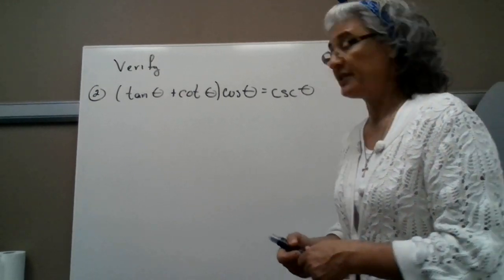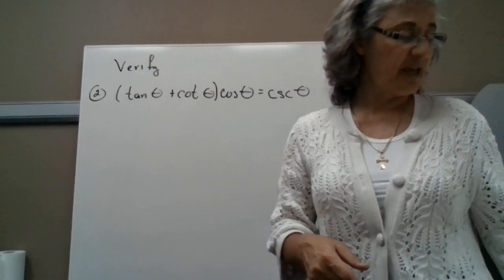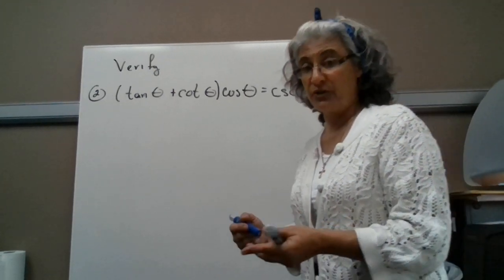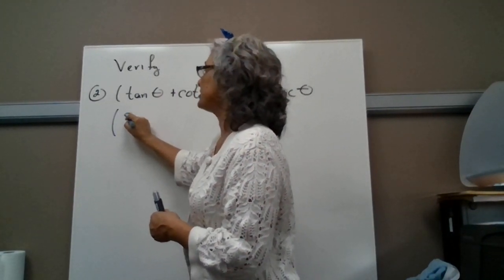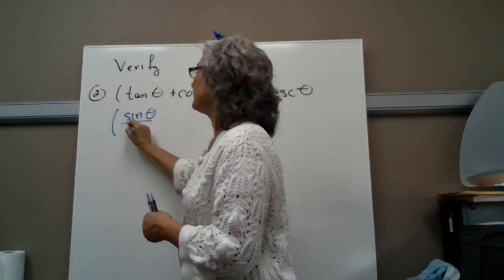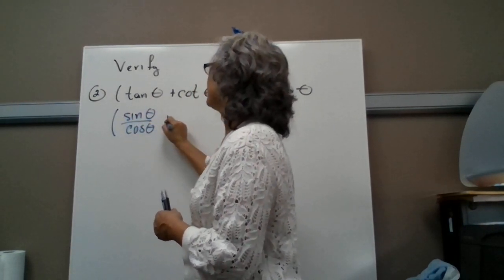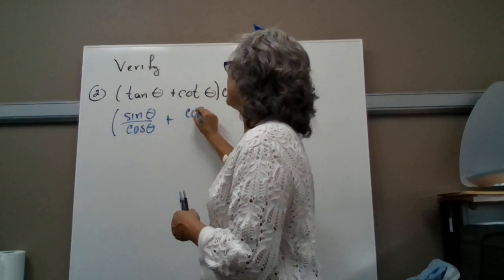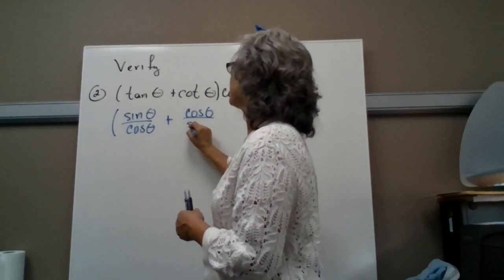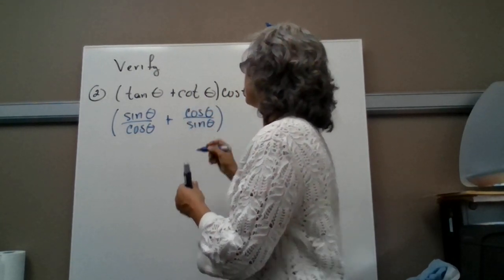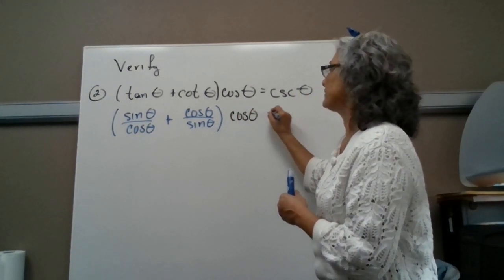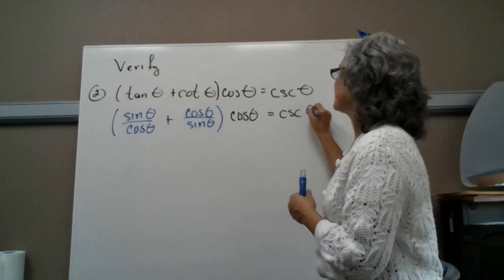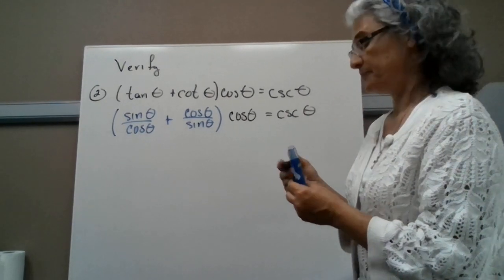So here's what I'm seeing. I'm seeing that I can rewrite tangent and cotangent. I'm remembering that tangent is the sine of theta over the cosine of theta, and that cotangent is the reciprocal of that. But I still have to remember to multiply by cosine of theta, and I'm proving that it equals this thing over here.